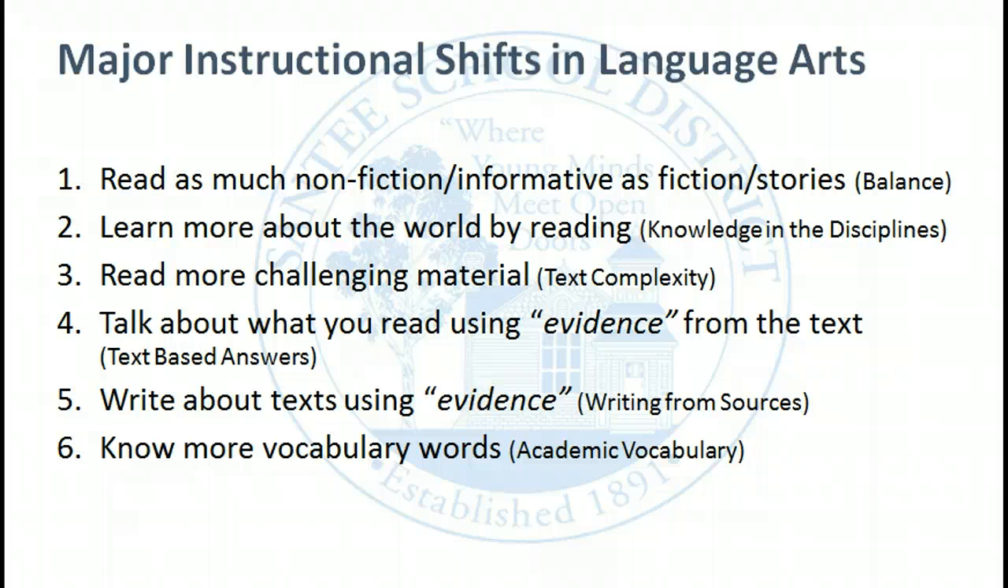Students will write about texts using evidence. This means that writing will emphasize the use of evidence from good sources. This is similar to shift number 4, but in writing. And finally, students will be expected to increase their academic vocabulary so that they can move between the content areas easily.